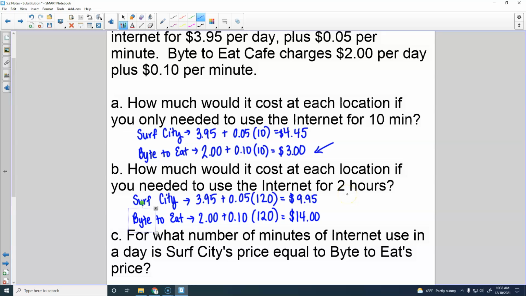All right, so if you're going to use the internet for a longer amount of time, Surf City is the best place to go, right? Because they charge less per minute, but their base fee is higher. Assuming everything else is equal.